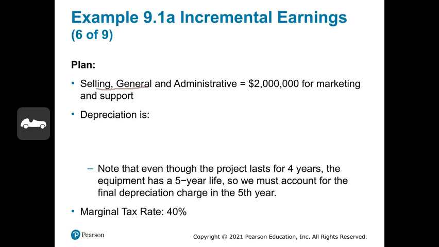Okay, depreciation. The formula is not showing here, but it shows on your sheet. We're going to take the cost of the asset and divide it by its useful life. In this case, the asset has a useful life of 5 years, but the project is only going to last 4 years, but we still have to depreciate it over its useful life. So we must account for that final depreciation charge in the 5th year. And then they tell us that our marginal tax rate is 40%. So we can use all that information now to put together our spreadsheet.